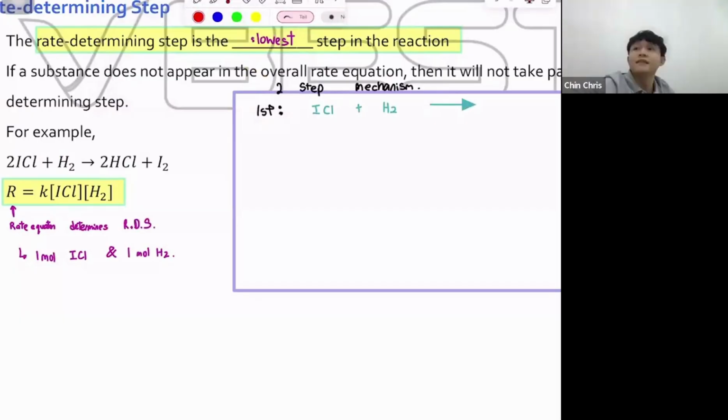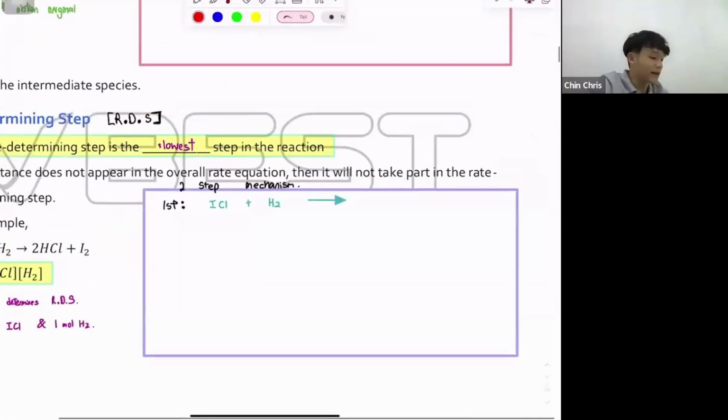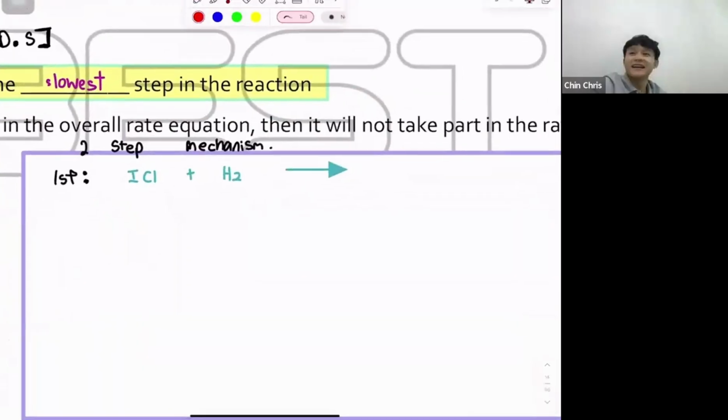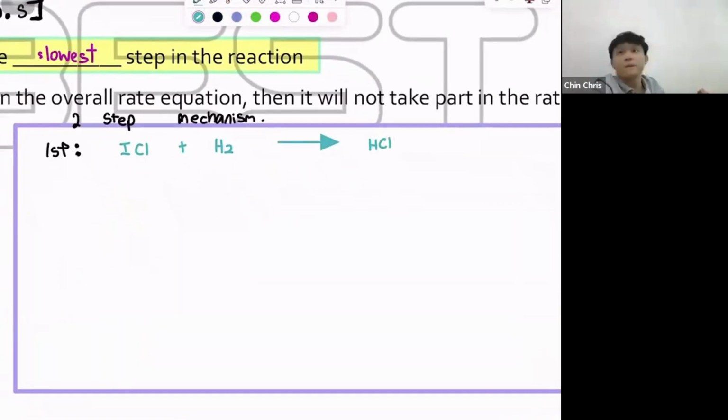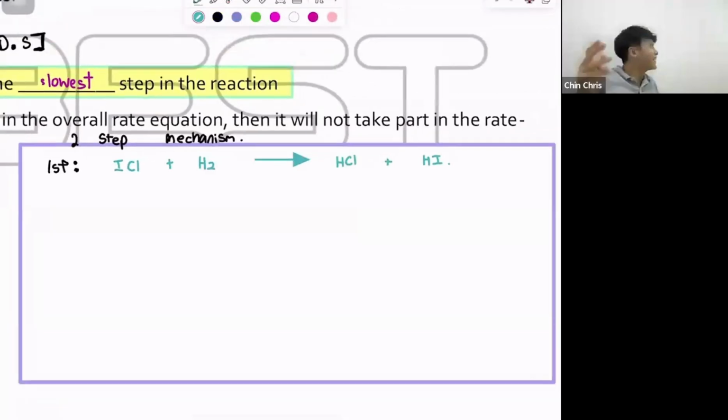All right guys, go and write what you want. Your time now. HCl, okay. HI, okay, good. HICl and the free radical H, right? And of course, go. Okay, so guys, after that, go and complete your second step for me. Second step, let's go.